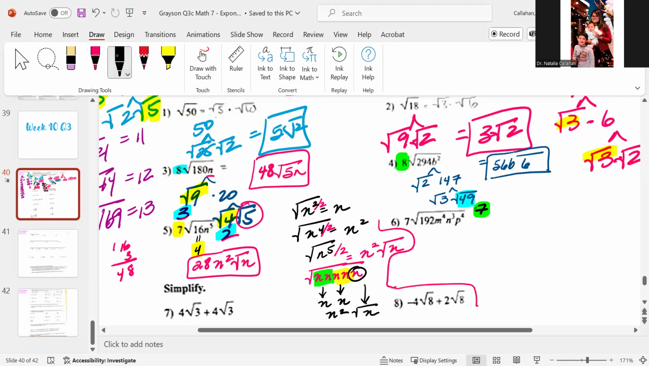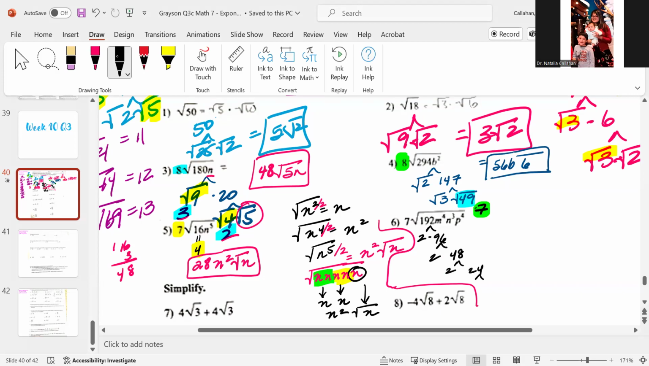For number 6, there's a 7 on the outside. Let's focus on the number first, right? So you have 192. It's even, right? You can always use 2. 2 times 9 is 18. 2 times 6 is 12. So it's 2 times 96. From there, still even. You always do 2, right? 2 times 4 is 8. 2 times 8 is 16, right? 48. If you're like, I still don't see which one I could use, you can keep going by 2s.